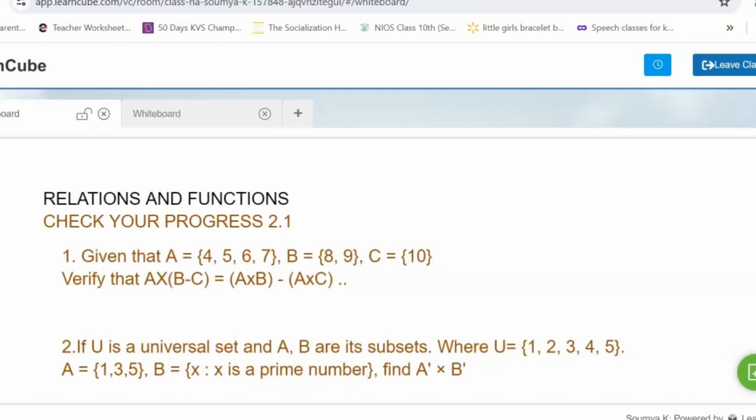Hey all, welcome to a new video of Maths and NIOS in the secondary course. Today we are going to do Check Your Progress 2.1 from the chapter Relation and Functions.